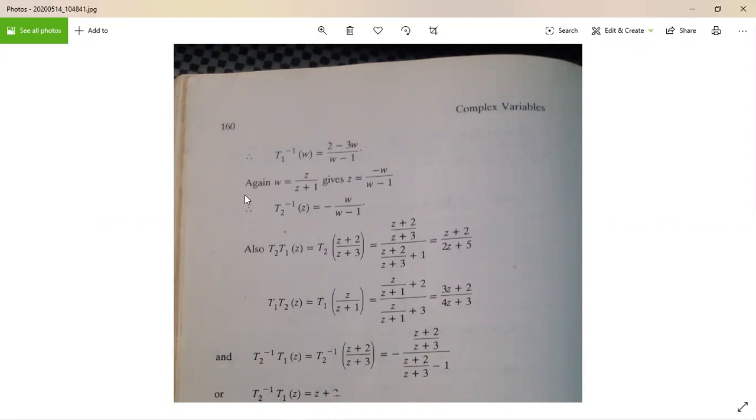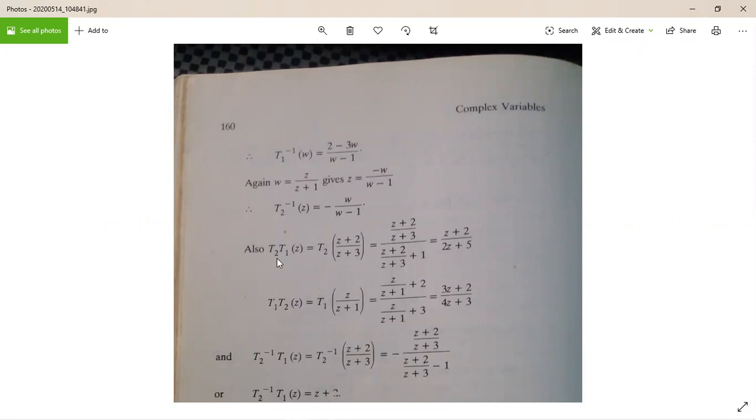Again, omega equals z by (z plus 1) gives z equals minus omega by (omega minus 1), as done previously. Therefore, we finally got t2 inverse of omega equals minus omega by (omega minus 1).